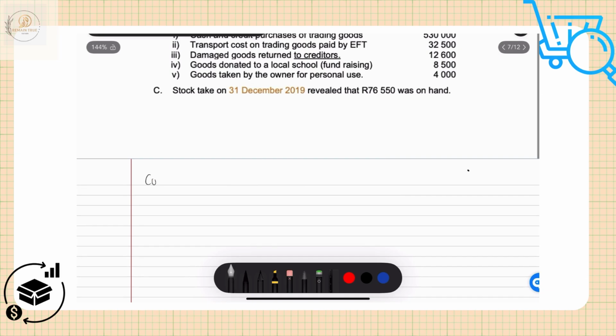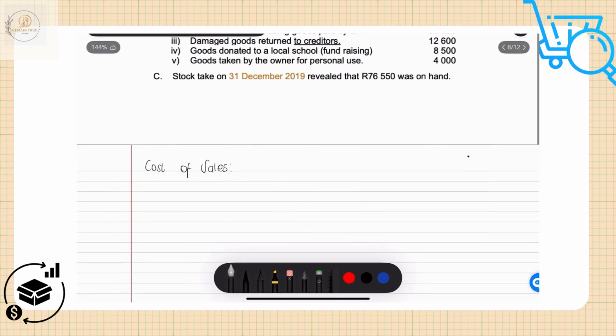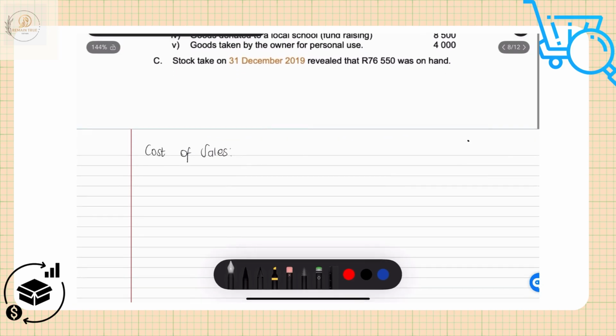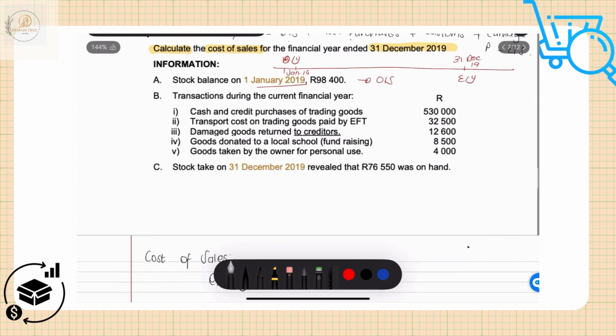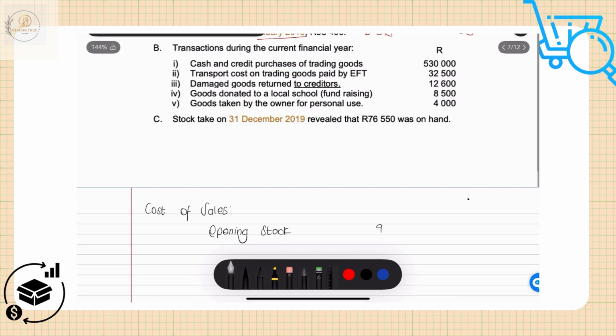So cost of sales. To save time, as we think about it, we input it. We do not write on paper only without ever getting to our answer book. Cost of sales, every minute counts. Cost of sales, opening stock. What is our value of opening stock? 98,400. Make sure you're putting everything down. You've 98, not 89. Careful.